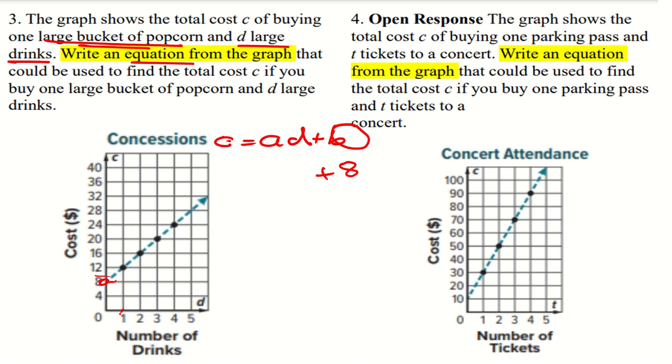For this, you see, for 1 it is 12. So, you make 12 minus 8. So, it is 4. So, this is the value of A. So, 4D plus 8 is equal to C. This is the equation. Okay. In the same way, you can write the equation for this also.